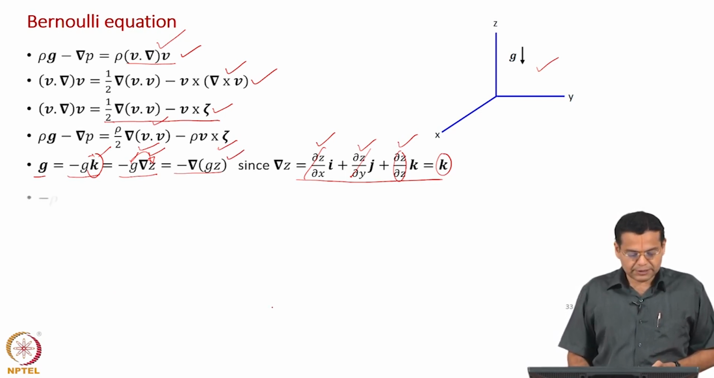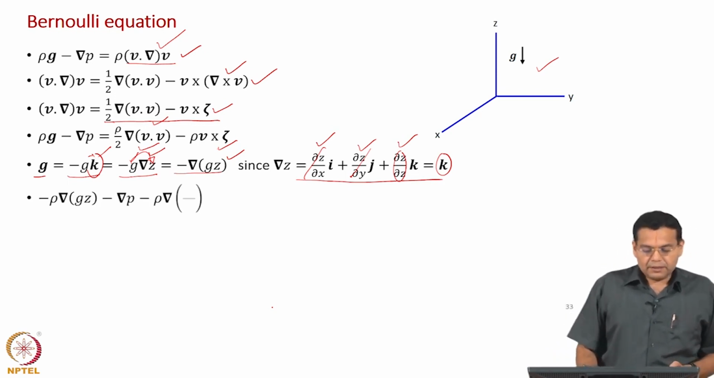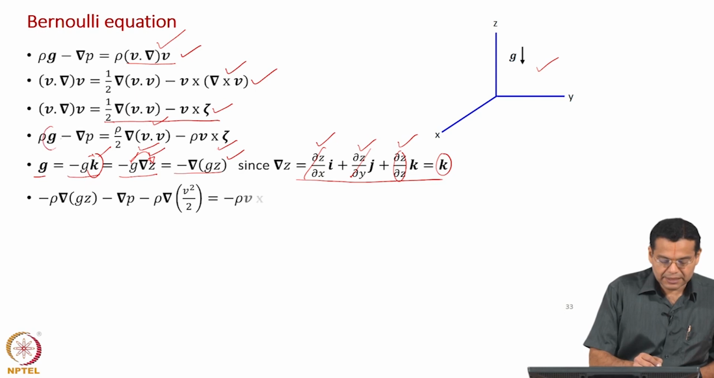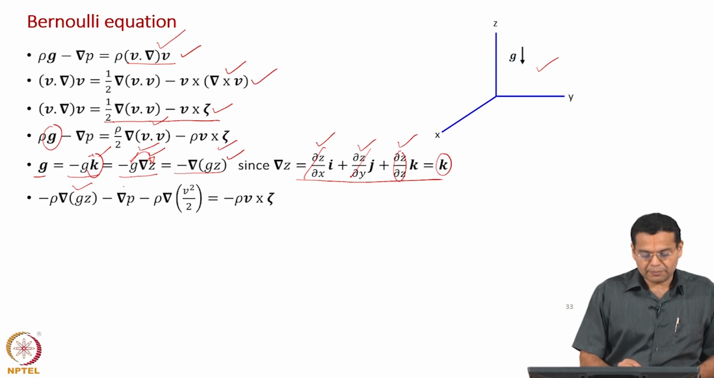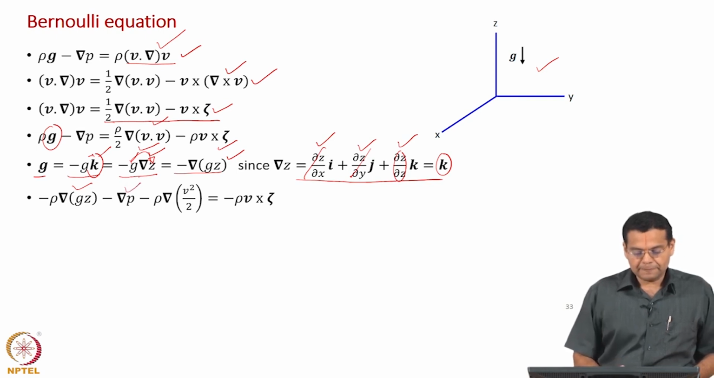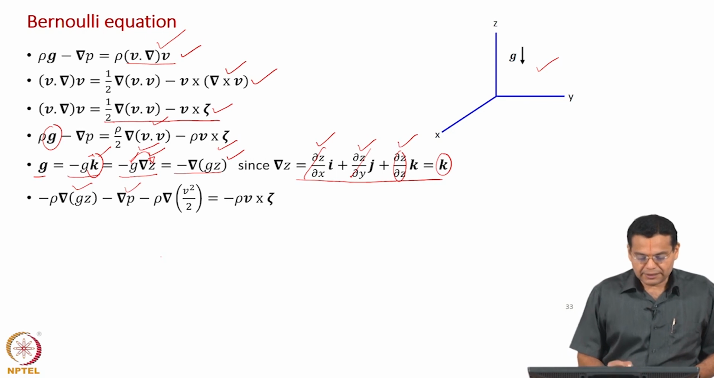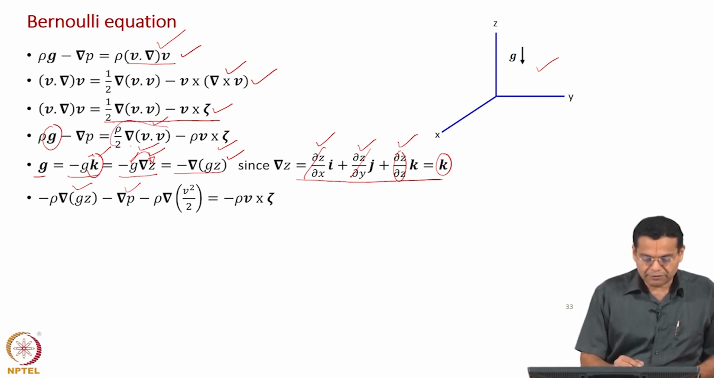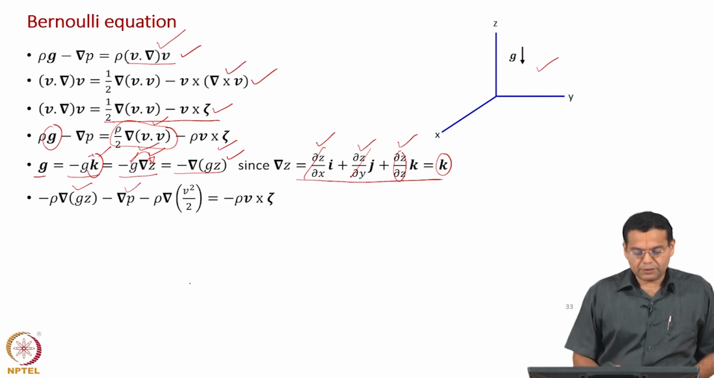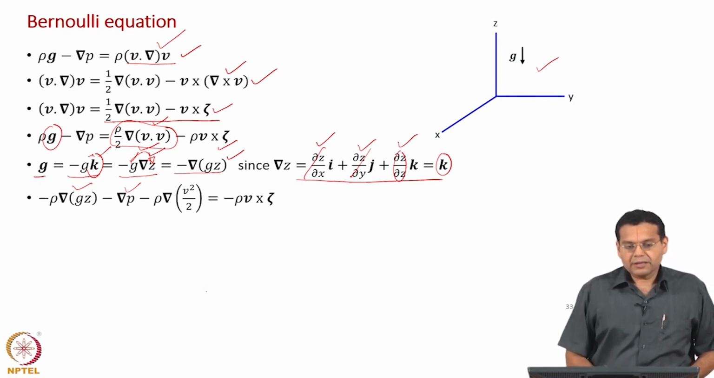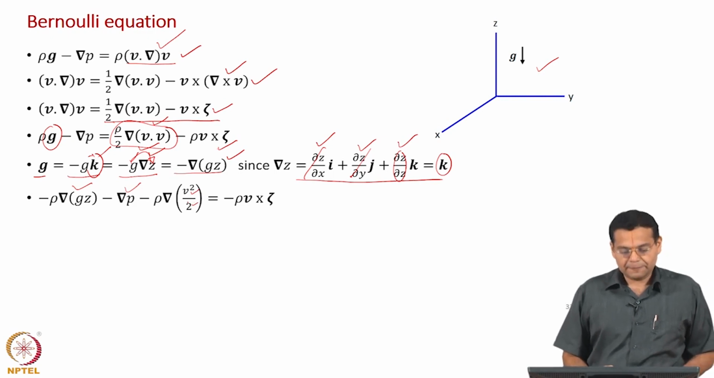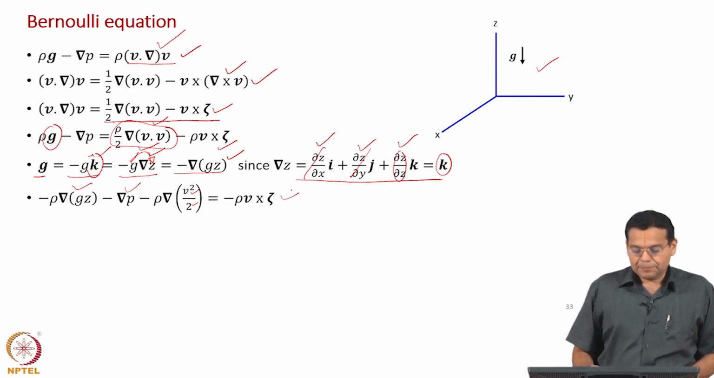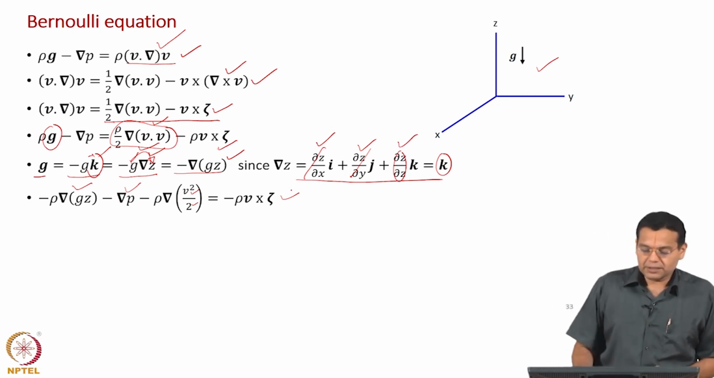Now, let us substitute this in the above equation. So, G vector is replaced by minus of gradient of G z, and then of course, we have minus of gradient of pressure, and then what I have done here is brought this term to the left hand side. So, I have minus rho, and v dot v is of course the magnitude of velocity squared, v squared, and I have taken the 2 inside, and then on the right hand side we are left with minus rho v cross the vorticity vector.